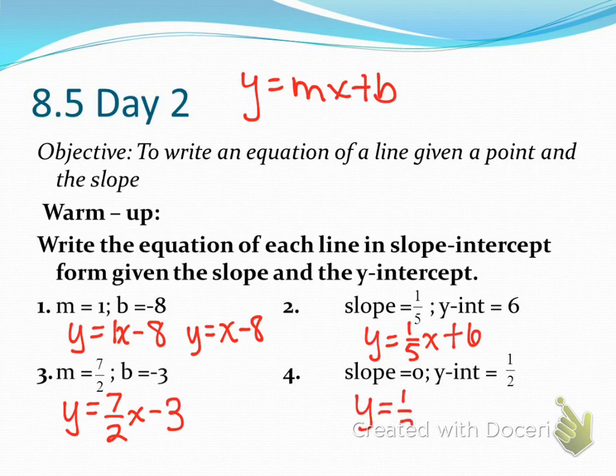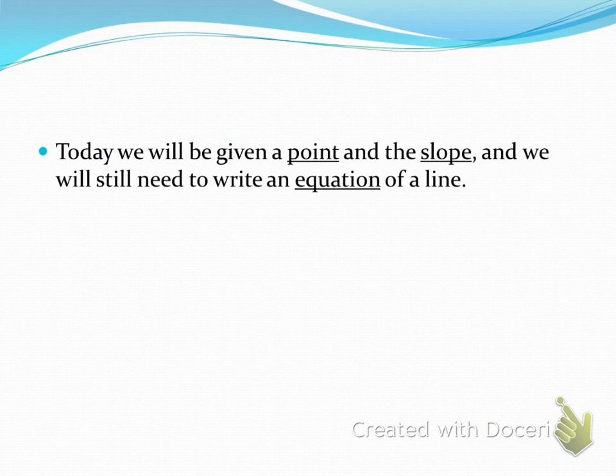Remember, if our slope is 0, 0x just cancels out to be 0, and 0 plus 1/2 is 1/2. So that's why our answer is just y equals 1/2. Today we will be given a point and the slope, and we will still need to write an equation of a line.